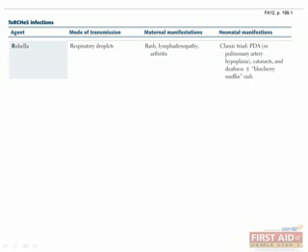Rubella is often acquired through respiratory droplets and can cause rash, lymphadenopathy, and arthritis in infected individuals. When it is passed from mother to a fetus, it can cause patent ductus arteriosus, cataracts, deafness, and a blueberry muffin rash.